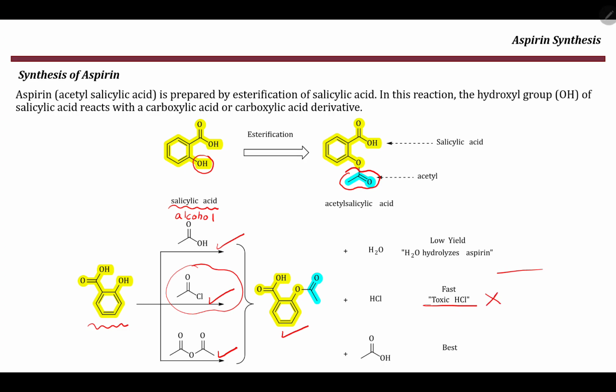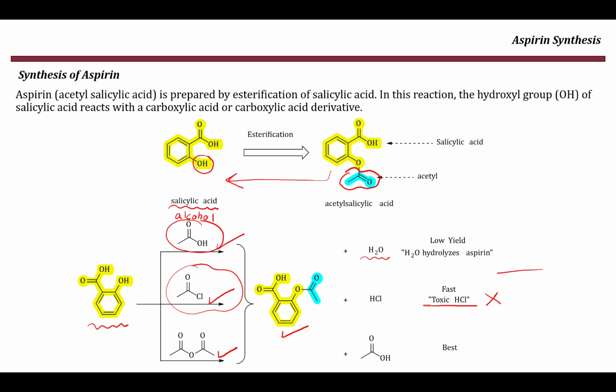The second method that can be used to make acetyl salicylic acid is by using acetic acid. The reaction in this case is slow. It is usually catalyzed by acids. However, the byproduct, which is water, hydrolyzes aspirin. So it leads to the hydrolysis of aspirin, which means that it brings it back to the salicylic acid form, and that's why this reaction is usually low yield and it's not highly favorable to be used in the lab.